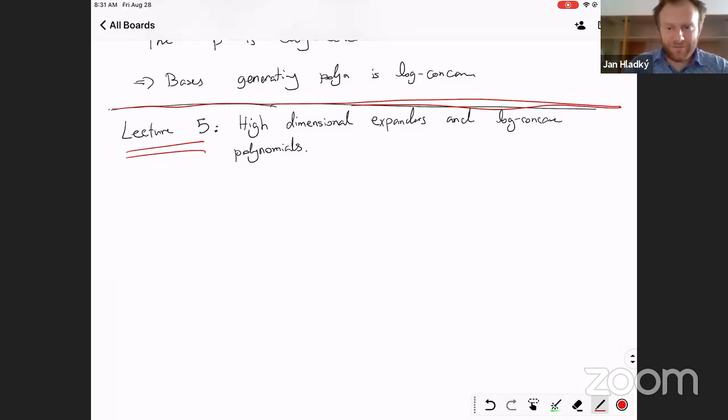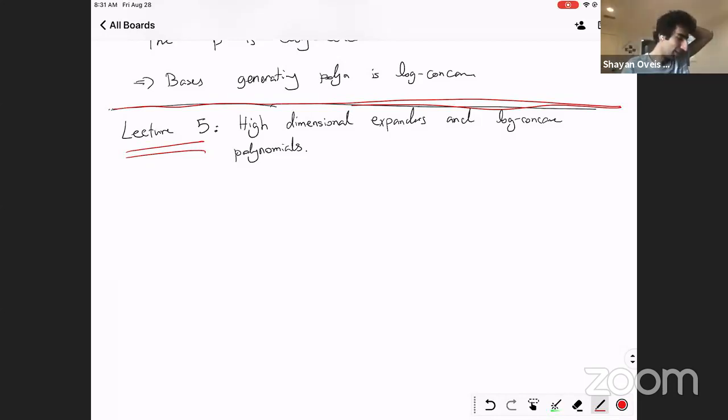Okay, sure. So Shayan, are you ready? Yeah. So, hello, and this is the finale of Prague Summer School, the last lecture of Shayan about high-dimensional expanders and relation to polynomials.